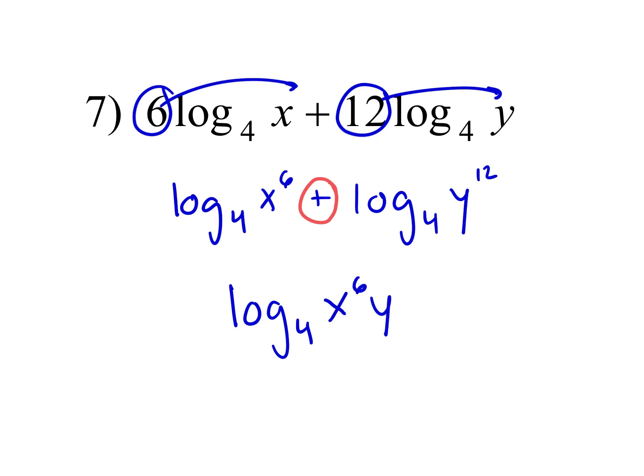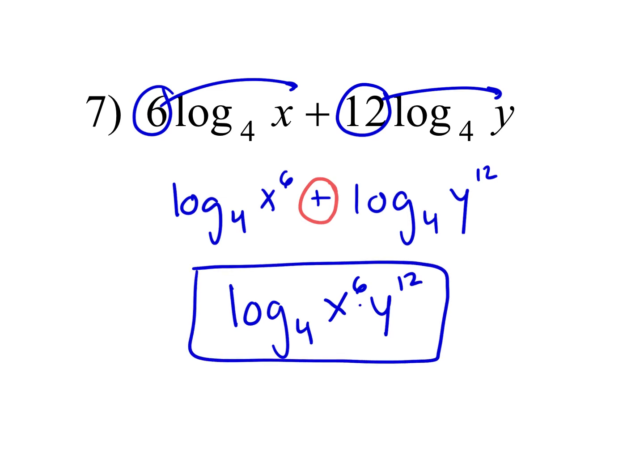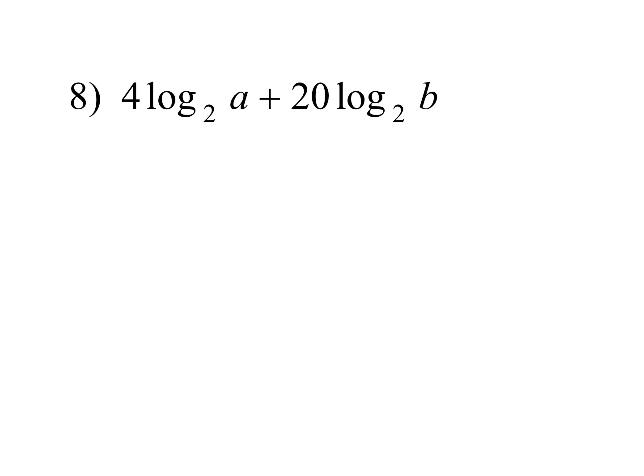So x to the 6th power times y to the 12th power. So last, condensing. Notice how we've done the same thing every single time, just sometimes it's addition, sometimes it's subtraction. So either multiply or divide. What's the first thing we should do?